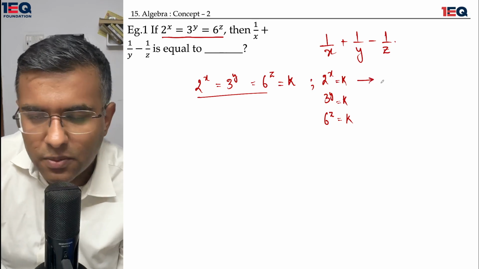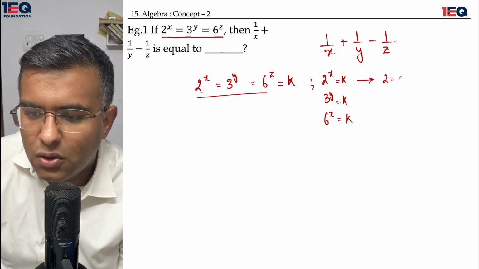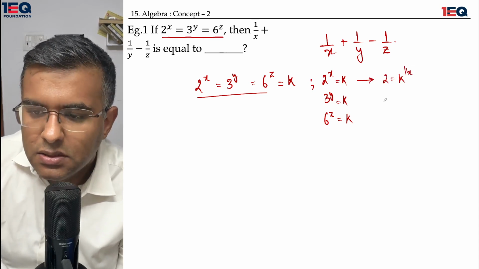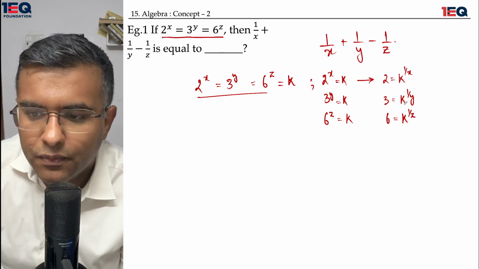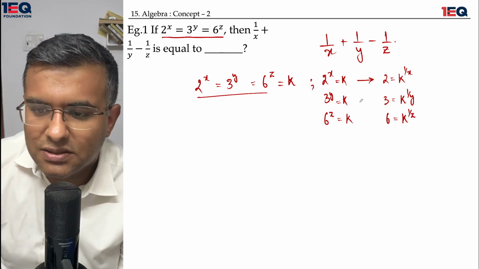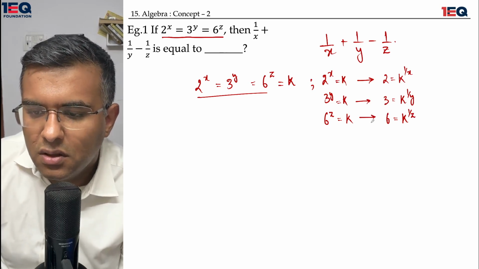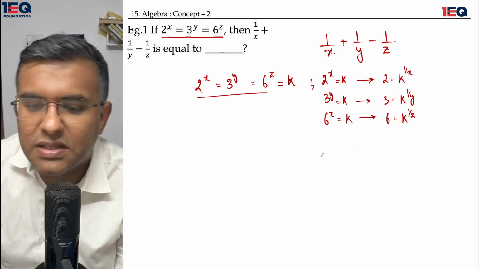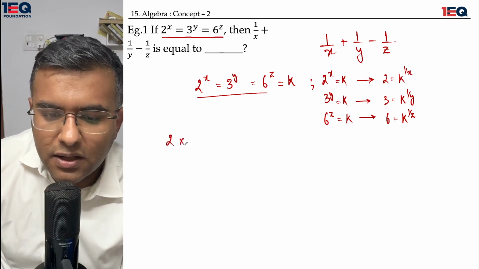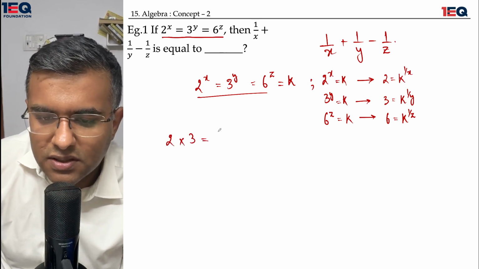When I say 2 raised to the power x is equal to k, I say that 2 is equal to k raised to the power 1 by x. Similarly, 3 is equal to k raised to the power 1 by y, and 6 is equal to k raised to the power 1 by z. I have all these options with me. When I multiply 2 into 3, I get the value 6, so I'll write it down: 2 multiplied by 3 is equal to 6.